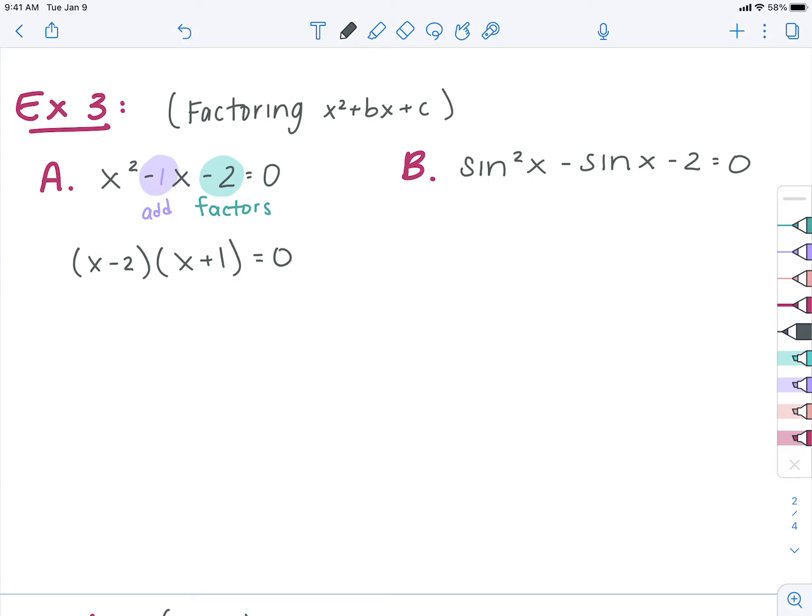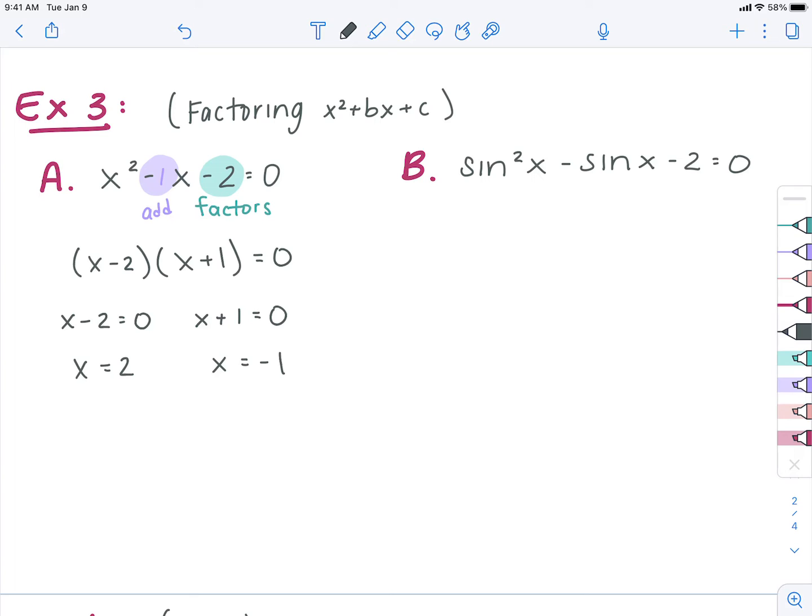And then from there, we take each set of parentheses and we do x minus 2 equals 0 and x plus 1 equals 0. And then we solve those. Hopefully we can solve those in our head by just adding 2 to both sides and getting x equals 2. Subtract 1, x equals negative 1. So we have 2 answers. It's all coming back.